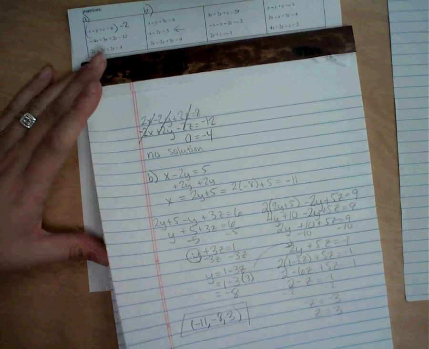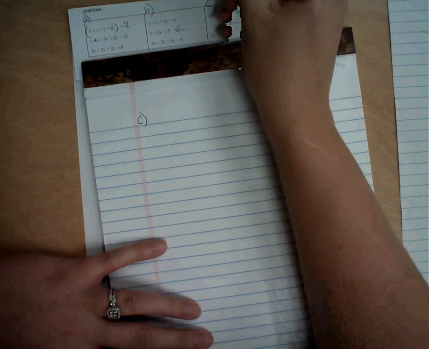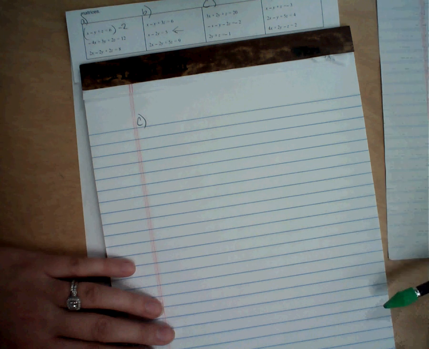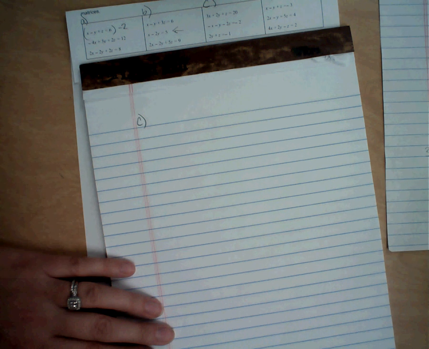Flip over. Number C. I have 3x plus 2y plus z is equal to 20. Negative x minus y minus 2z is equal to negative 2. And 2y plus z is equal to negative 1.